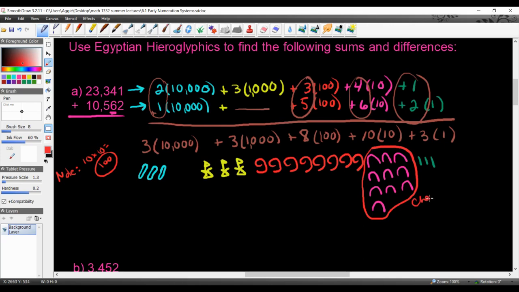I can change to 100, or a scroll, one of these things right here. So I'm going to go ahead and do that. I'm going to rewrite this nicely. I'm going to carry it over, and now it becomes a scroll, and that would be my answer.